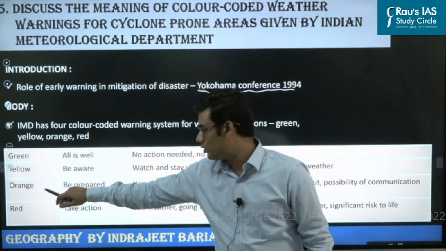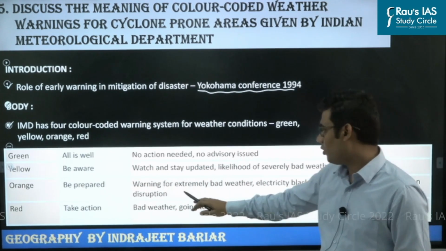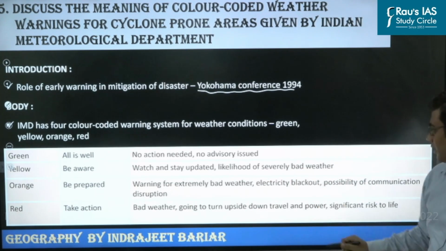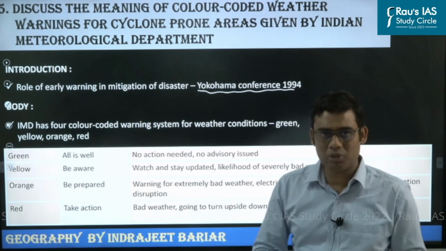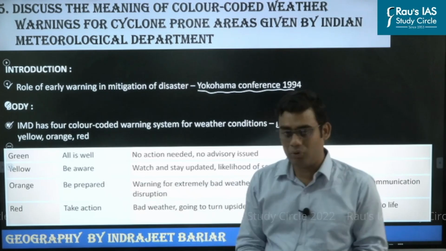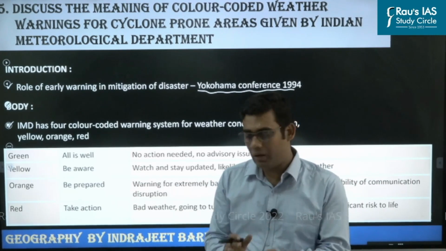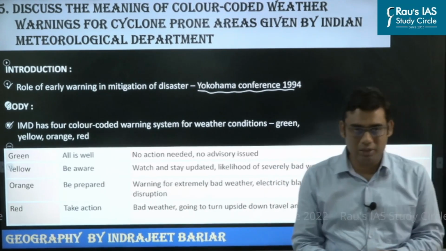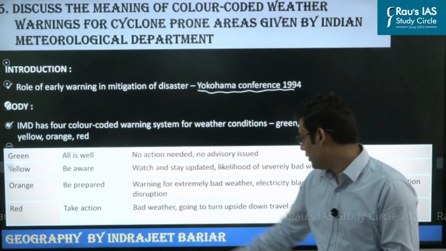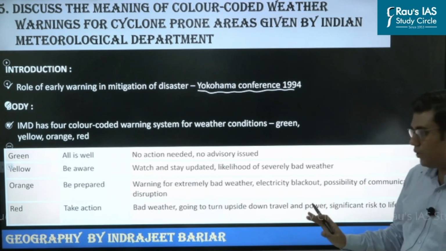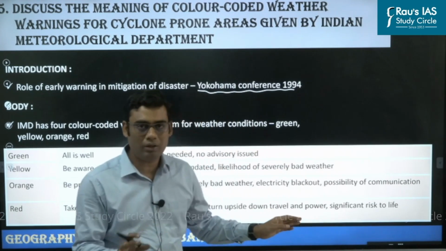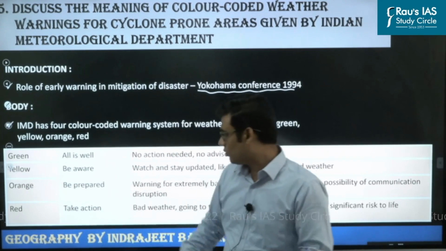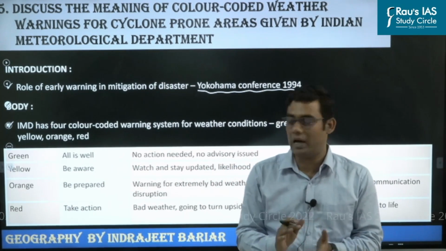Then the next color used is orange, and orange is the warning for extremely bad weather conditions in which electricity blackout may happen, communication disruption may happen, and that's where you have to be prepared for it. And lastly, red color, which is extreme climatic conditions and bad weather. And there is primarily the idea that there is very significant risk of loss of lives. And so the idea is straightforward: to take action.